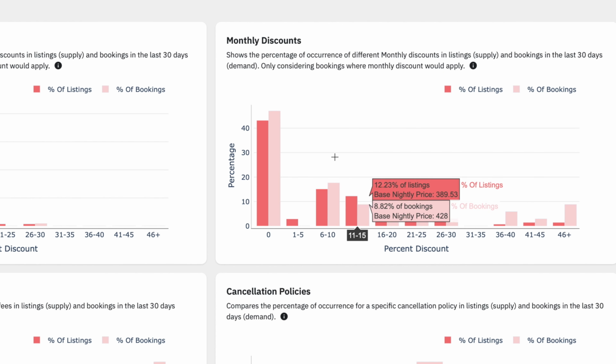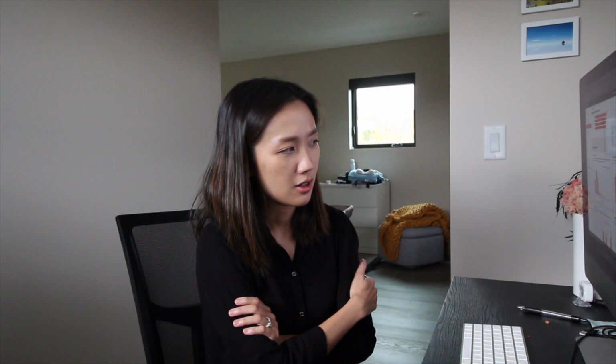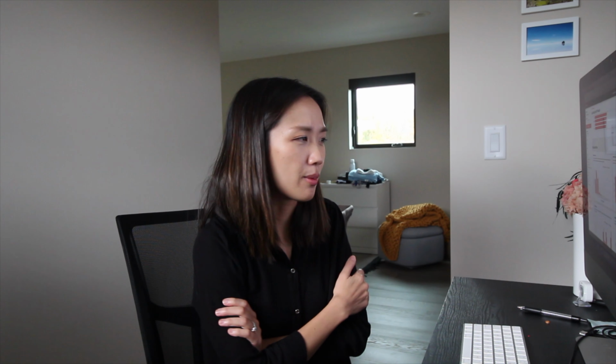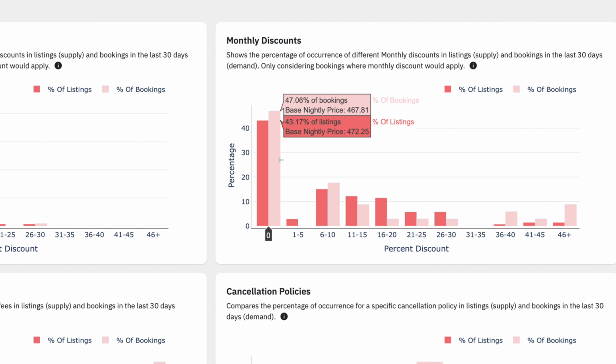Monthly discount wise, actually a lot of listings don't offer monthly discount. And this bar chart only considers monthly bookings, like bookings where a monthly discount would apply. That's interesting. I've only had one person stay a month, and so this is not that common of a scenario. Because it's a 5-bedroom house, a month at my house would be pricey. Alright, I don't think I need to think too hard about the monthly discount aspect.